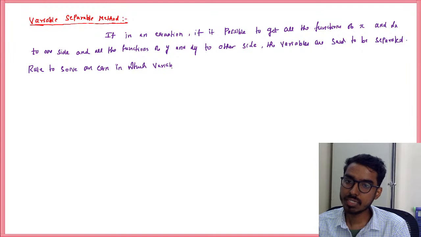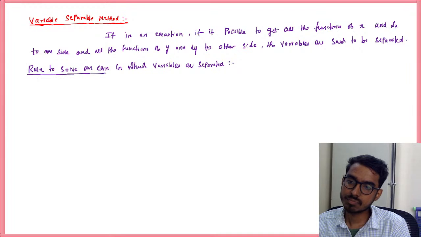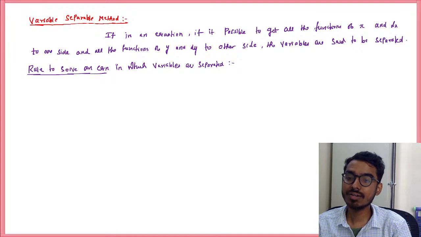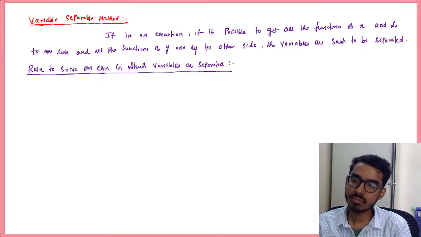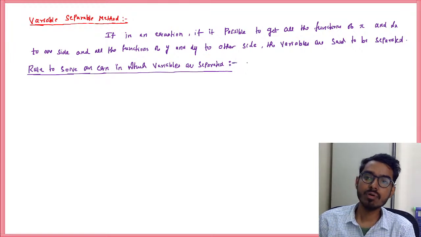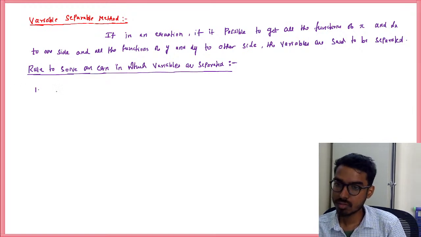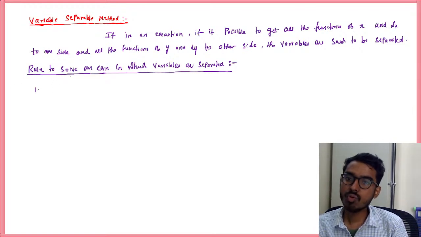Rule to solve an equation in which variables are separated. You will get around 40 to 60 marks in ODE, at minimum. So first, you have to separate x and dx to one side and y and dy to the other side.